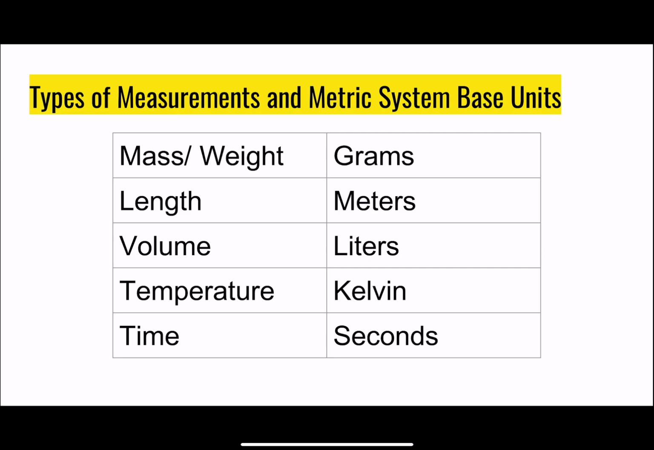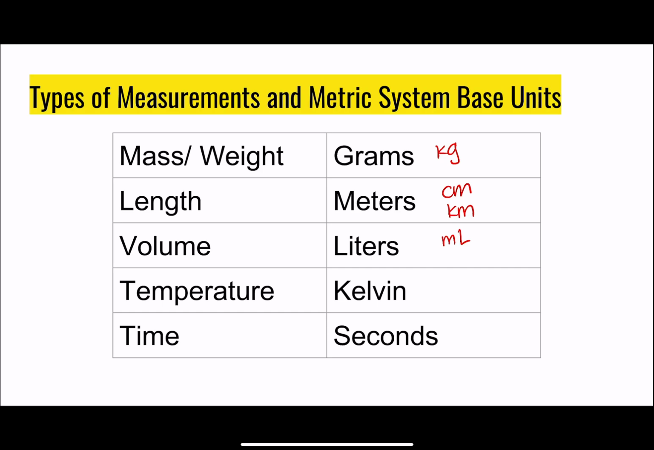These are the measurements we just talked about and the metric base units. We have grams for mass. Sometimes you'll see them as kg, that's kilograms. Same thing with centimeters: sometimes you see cm, centimeters, or km, kilometers. Volume is measured in liters. You might also see it as milliliters.